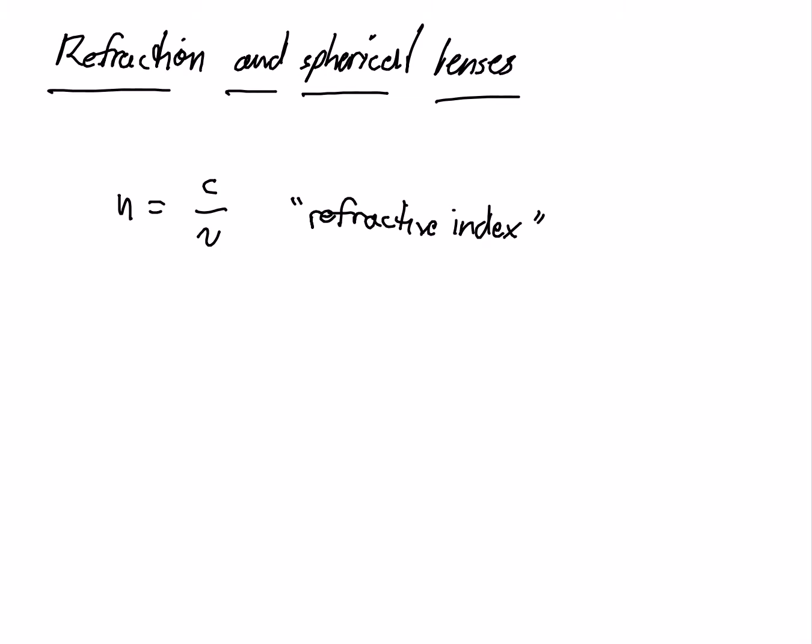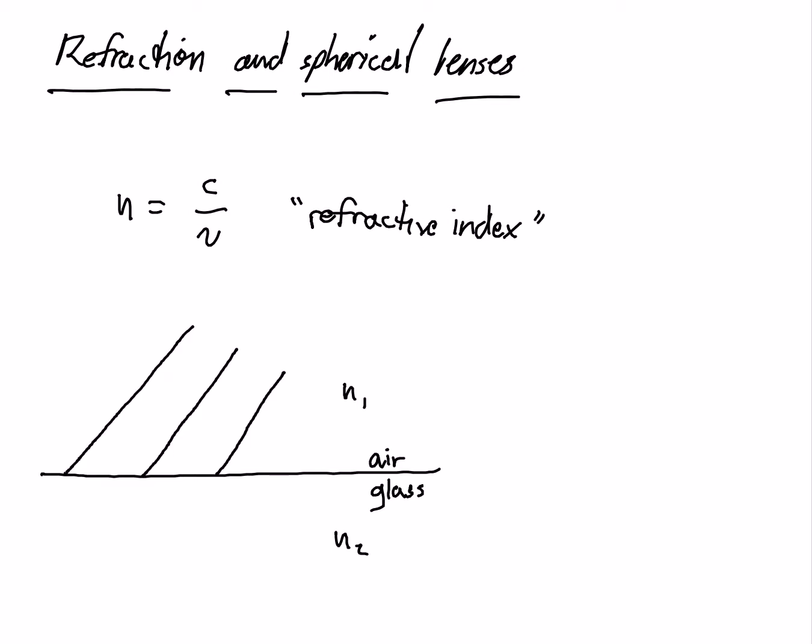Now, if we visualize light waves entering a medium, inside the medium and outside the medium will have different refractive indices. We'll call them n1 and n2. So this line represents the surface of the medium. It could, for example, be the surface of a piece of glass. And on the other side is just air. The crests of an incoming light wave we can visualize like this. The direction of propagation of the light wave is perpendicular to the crests of the wave.